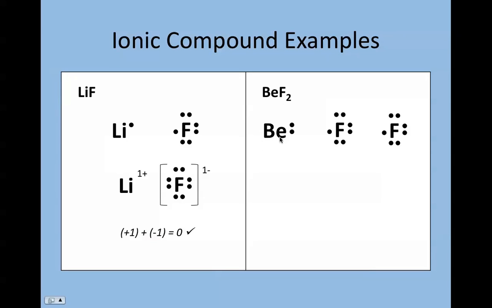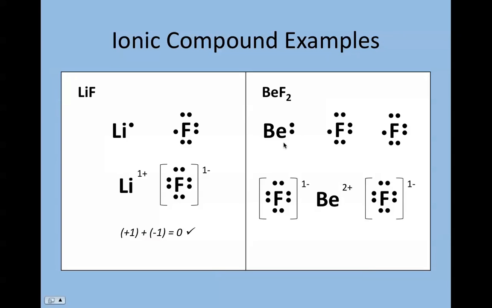Here I have 1 beryllium and 2 fluorines, and you should be able to see that each fluorine is going to get 1 of the valence electrons from beryllium. So when we actually draw these out, we want to make sure that the fluorines are as far away from each other as possible. So we're actually going to place them on the outsides of beryllium. Beryllium gave up 2 valence electrons to become +2. Each fluorine gained 1. And then we can check the charges, and they add up to 0.